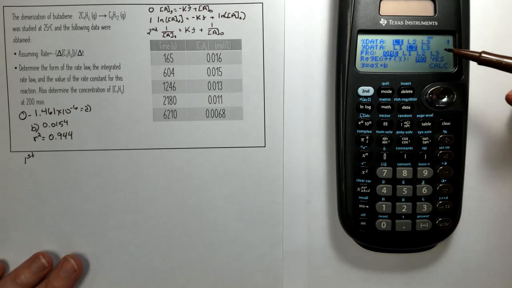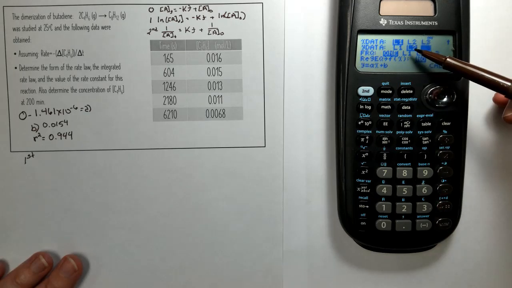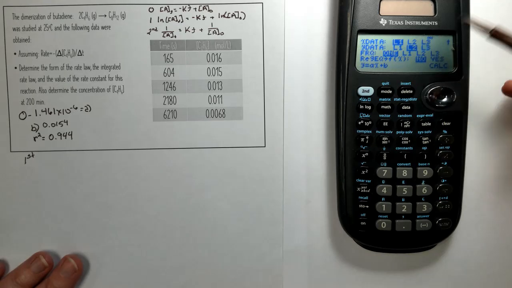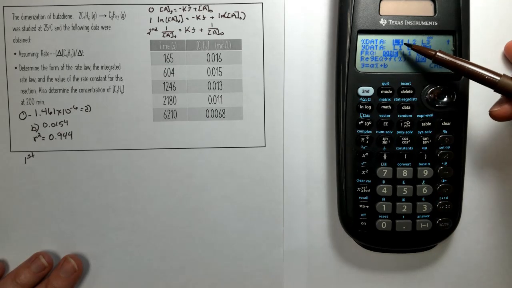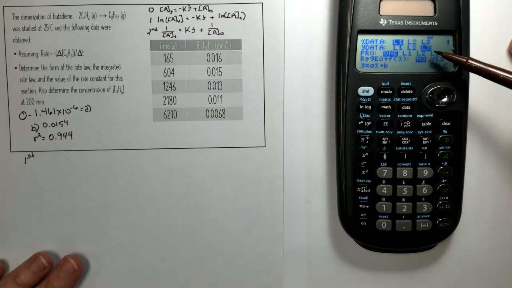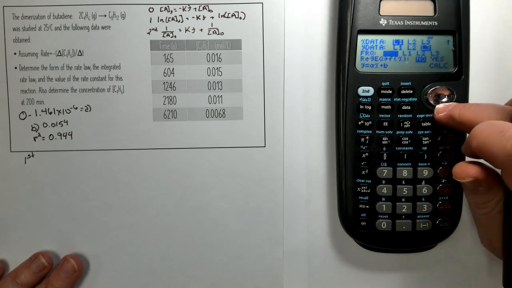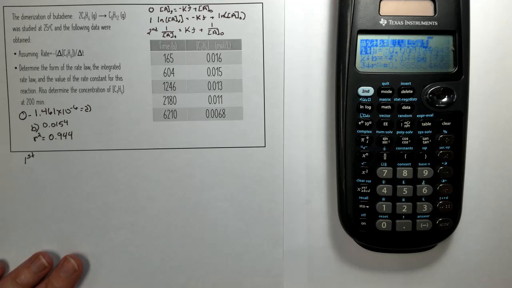Now our y data is now in L3. I'm going to save that L2 data so we can go ahead and do the second order as well without having to retype a bunch of numbers. So you select L3, x data, the time data is still in L1, and our natural log of our concentration is now in L3, and we're going to go down and we're going to calculate.